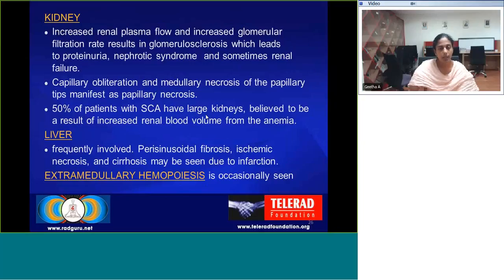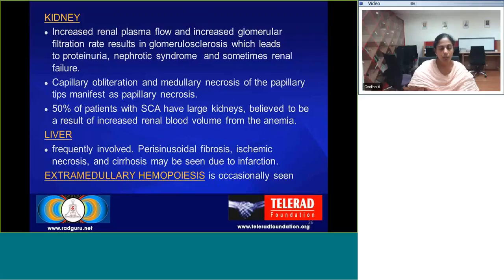Capillary obliteration and medullary necrosis of the papillary tips manifest as papillary necrosis. 50% of patients with sickle cell anemia have large kidneys, which is believed to be because of the increased renal blood volume from anemia. Spleen is also frequently involved.